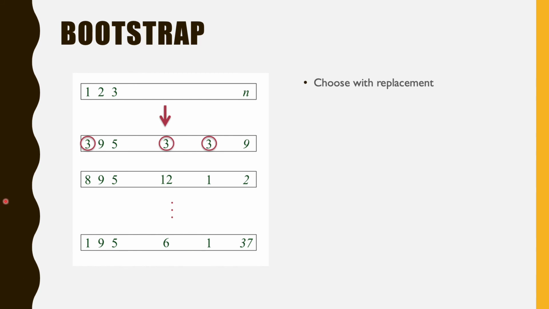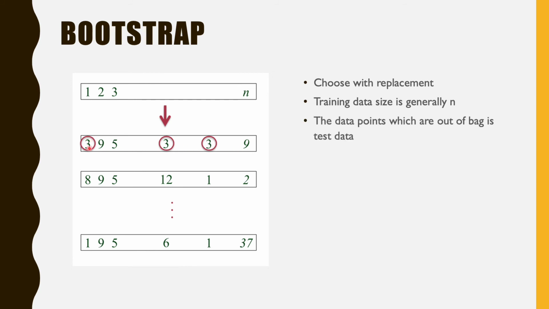Please keep in mind that we choose them with replacement, and the training data size is generally n. Because this sample size is also n, this one is also n, and this one is also n. The sample sizes are the same as the first one, okay? And so these are going to be our training data sets. The data points which are out of bag are the test data sets.